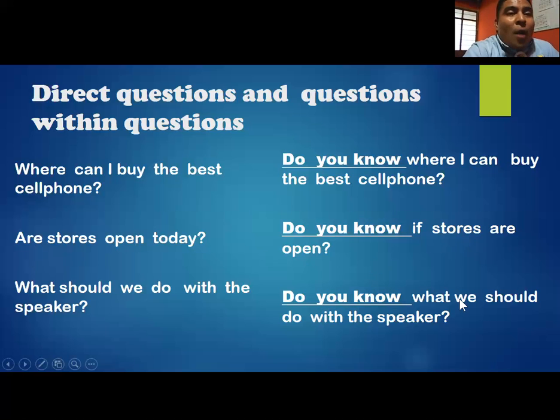Do you know what the subject, el sujeto, should auxiliar? El sujeto va a ir antes de mi auxiliar en esta estructura de preguntas dentro de preguntas, ¿ok? Para aquellos que se les hace difícil, por eso estoy haciendo la explicación en español para que ustedes identifiquen este tipo de estructuras, ¿ok? Aquí vemos que el sujeto va antes del auxiliar, ¿ok?